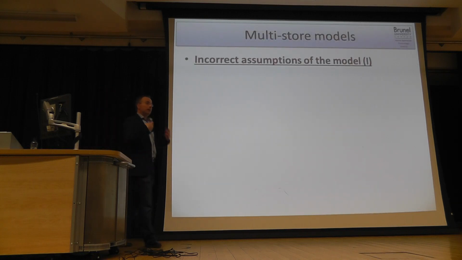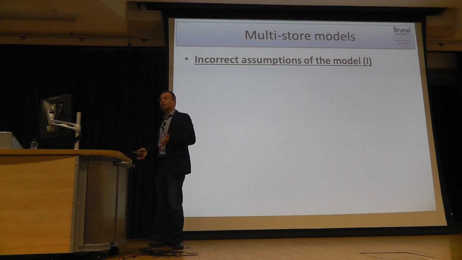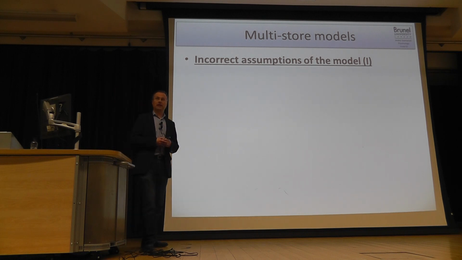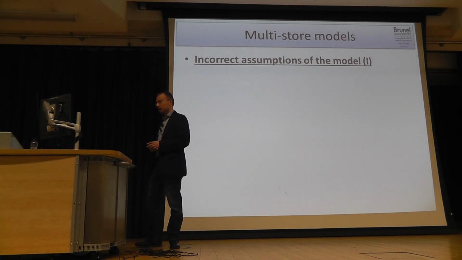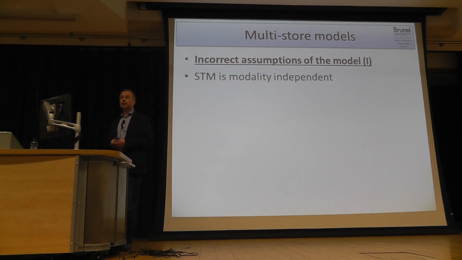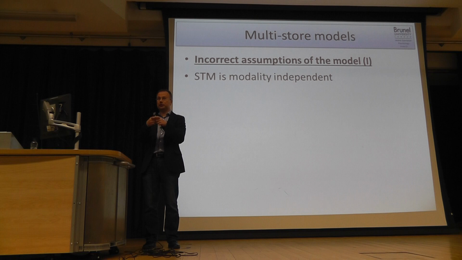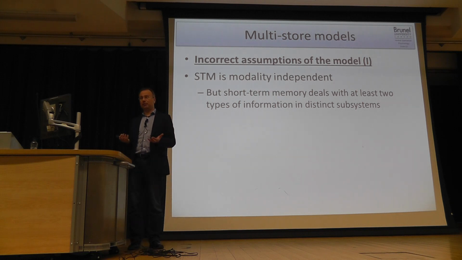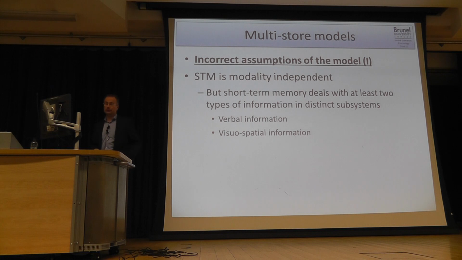As I said, this model was very, very influential, but it was one of the first models. And naturally then, it turned out that quite a few very central assumptions of the model were actually incorrect. So one is that short-term memory is independent of modality, that short-term memory is a unitary storage for auditory and spatial visual information. It turned out we have separate stores in short-term memory for auditory or verbal information and for visual spatial information. So we have different subsystems here.